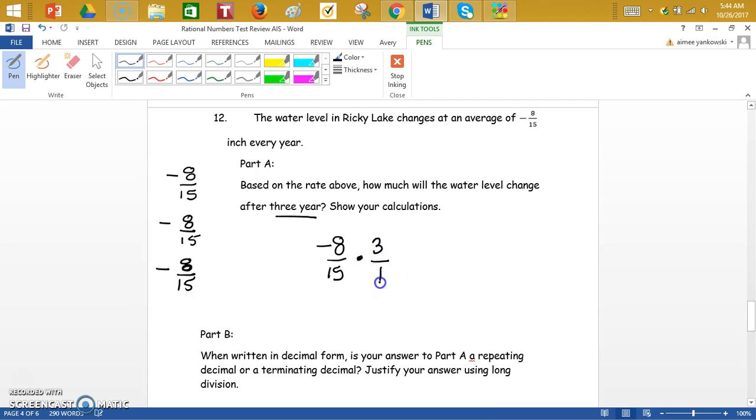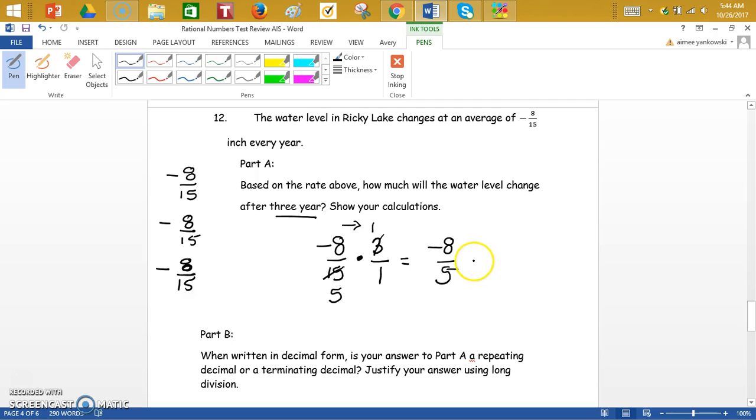3 is the same as 3 over 1. I'm going to go ahead and simplify first. You could choose to multiply straight across the top, straight across the bottom, then simplify. I'm choosing to simplify first. 3 goes into 3 once. 3 goes into 15 5 times. Straight across the top. Negative 8 times 1 is a negative 8. 5 times 1 is 5.